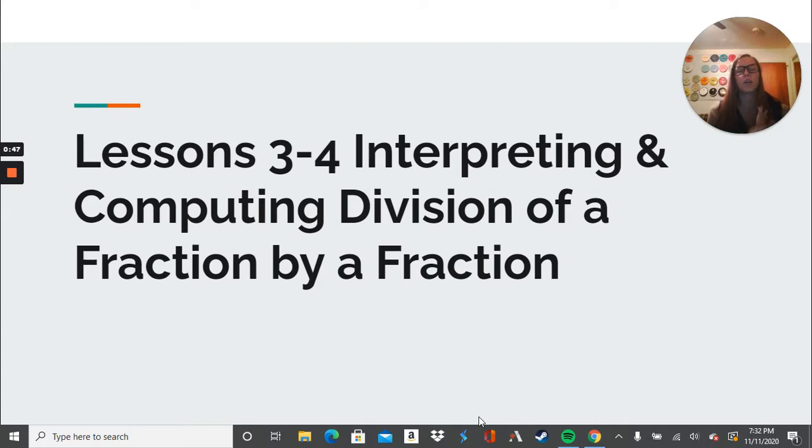So now we're looking at interpreting and computing, which means basically doing the division of a fraction by a fraction. So you did a fraction by a whole number and a whole number by a fraction, and now we're looking at a fraction by a fraction.